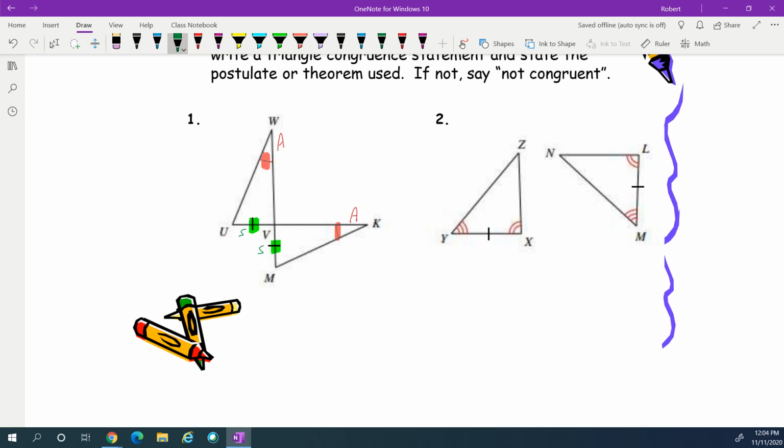So now we go, well, what can we figure out? And what we should notice is in the middle of the picture is an X. So we have vertical angles. We have another angle from each triangle. Now we have enough to say AAS, and we can say triangle. I'm going to go VUW.